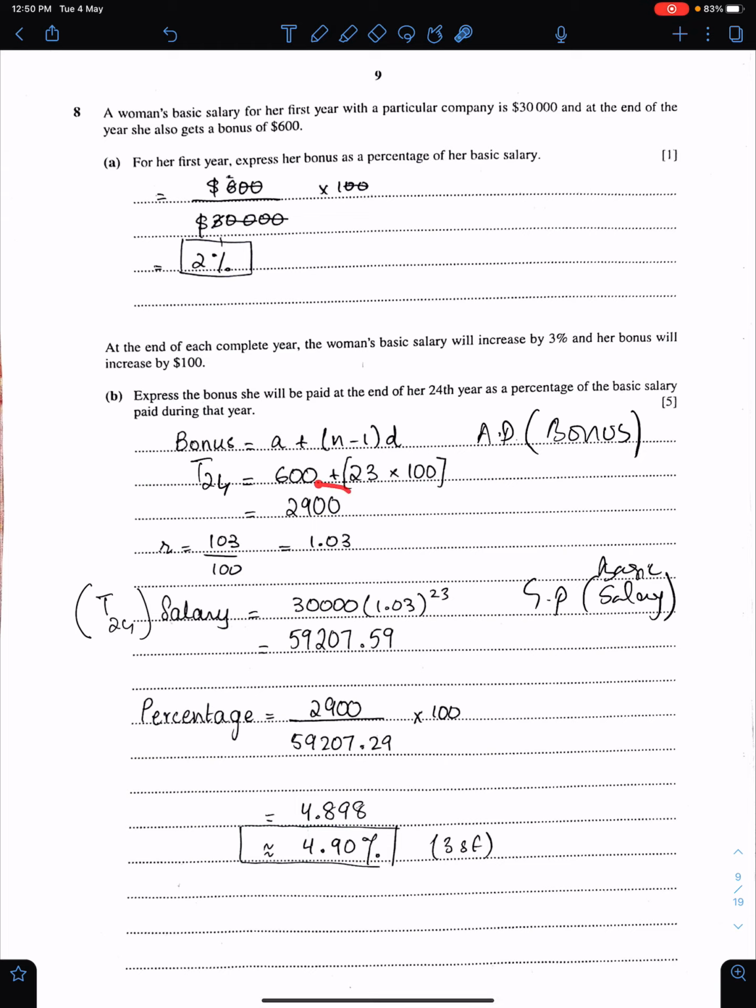So the bonus is 2,900 at the end of the 24th year, and the basic salary will be this. Now we have to express the bonus as a percentage of the basic salary. This is 4.90%.